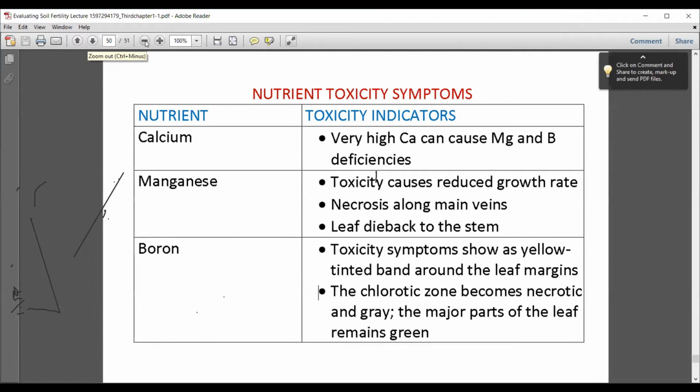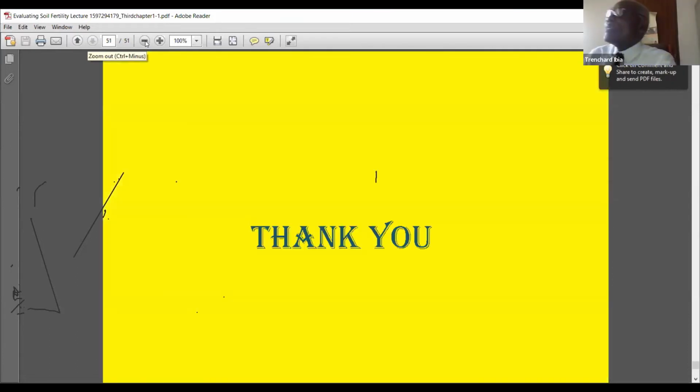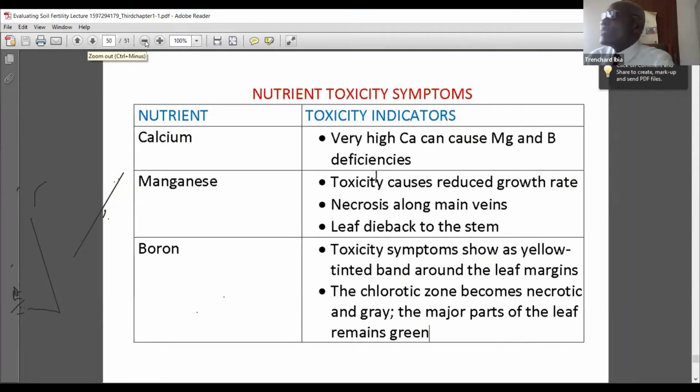Boron toxicity symptoms show as a yellow tinted band around the leaf margins. The chlorotic zones become necrotic and gray. The major parts of the leaf remain green. So these are all issues associated with toxicity after we have seen deficiency.